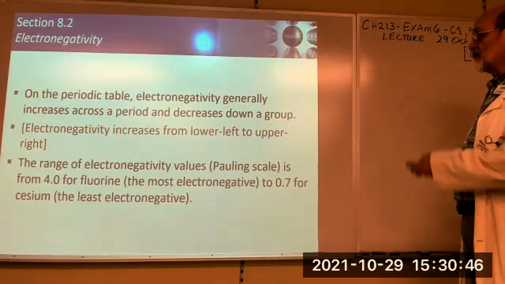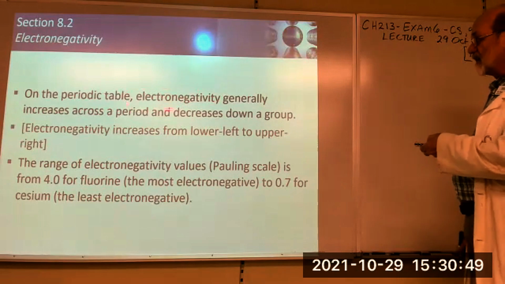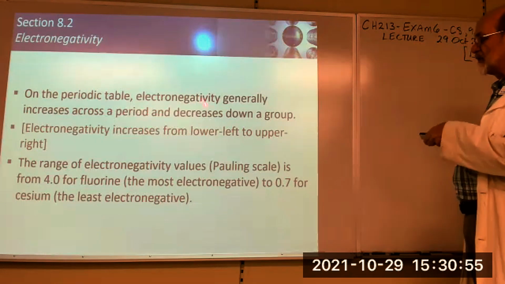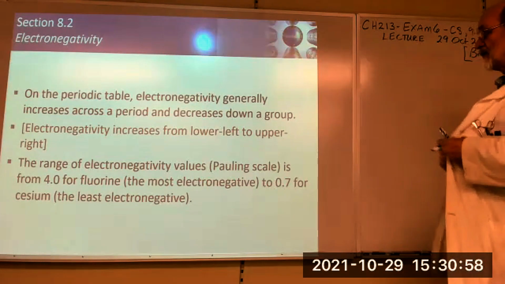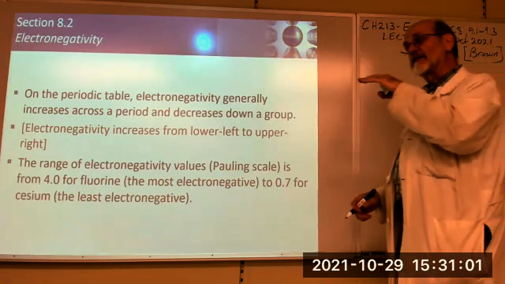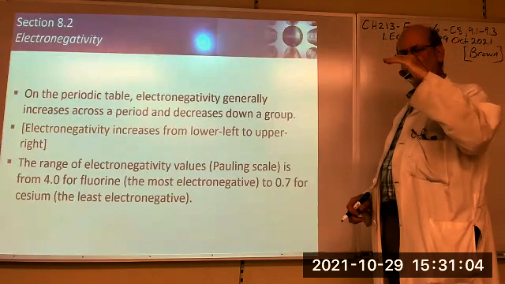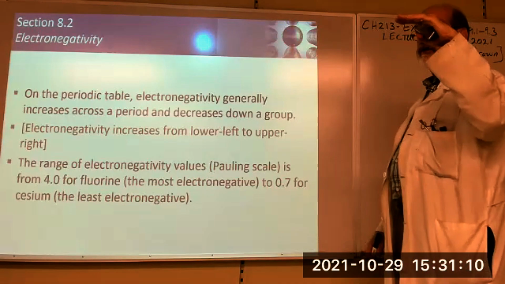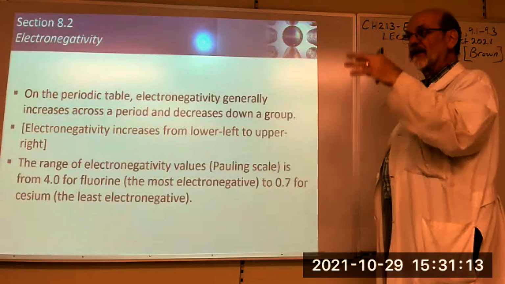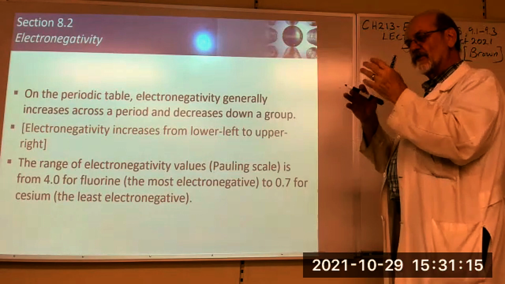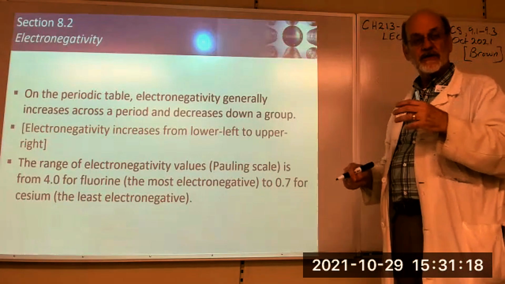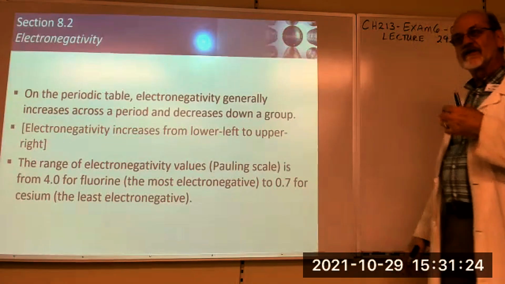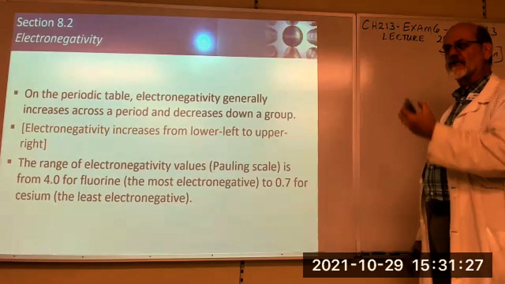I just mentioned this: electronegativity generally increases across a period from left to right and decreases down a group. There's a reason for that. As you go from left to right, you're in the same energy level, the same principal quantum number, n. You're adding electrons to that energy level, but you're also adding protons to the nucleus. So you're increasing the effective nuclear charge, and that causes a stronger attraction for electrons.